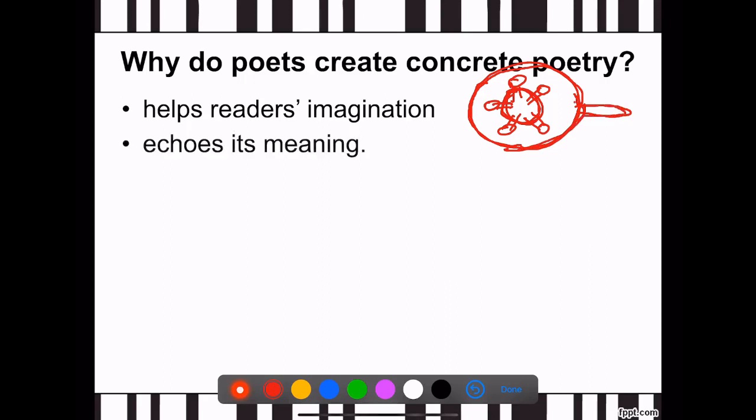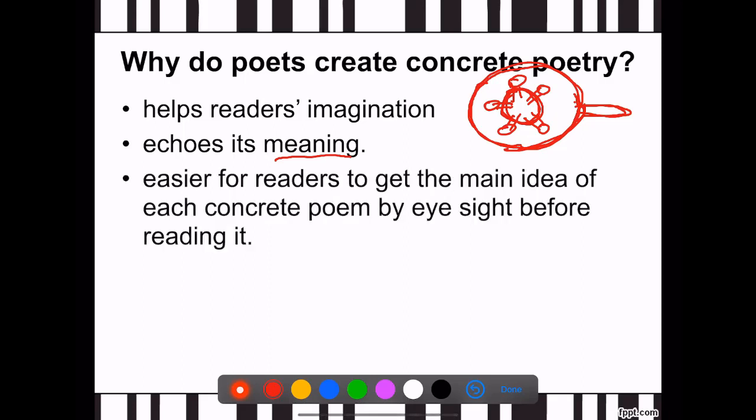Okay. Also, it echoes its meaning. What does that mean? Sometimes, like if you just write about trees, like I said, it's not just a gimmick to write a poem in the shape of a tree. Okay. There's a meaning to that. It's always made that way purposefully. Because if you rearrange the words according to certain shapes, it changes how people read that poem. It changes how people even understand that poem. So the meaning becomes shaped by the shape of the poetry.